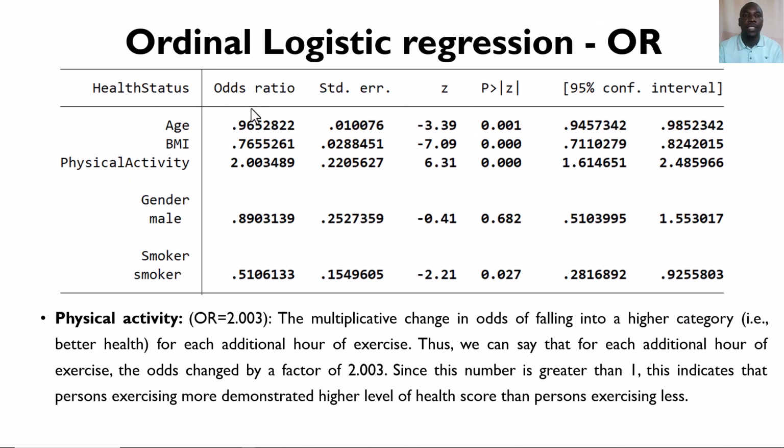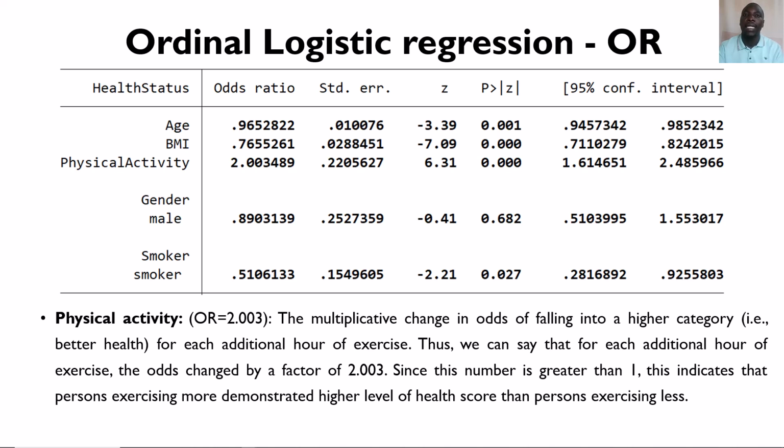For physical activity, which had an odds ratio of above 1 and also statistically significant, an odds ratio of 2.003, we could just say this is the multiplicative change in the odds of falling into a higher category of having better health for each additional hour of exercise. Therefore, we can say that for each additional hour of exercise, the odds changed by a factor of 2.003. Since this number is greater than 1, this indicates that persons exercising more demonstrated a higher level of health score than persons exercising less.